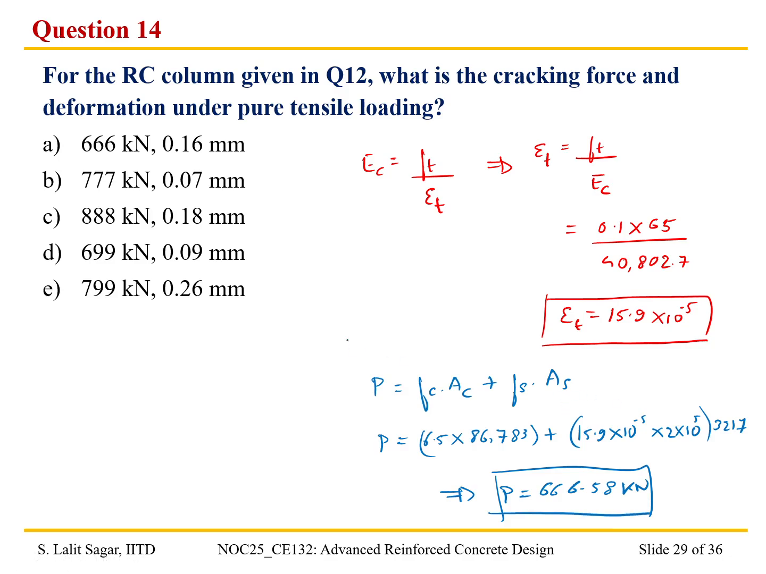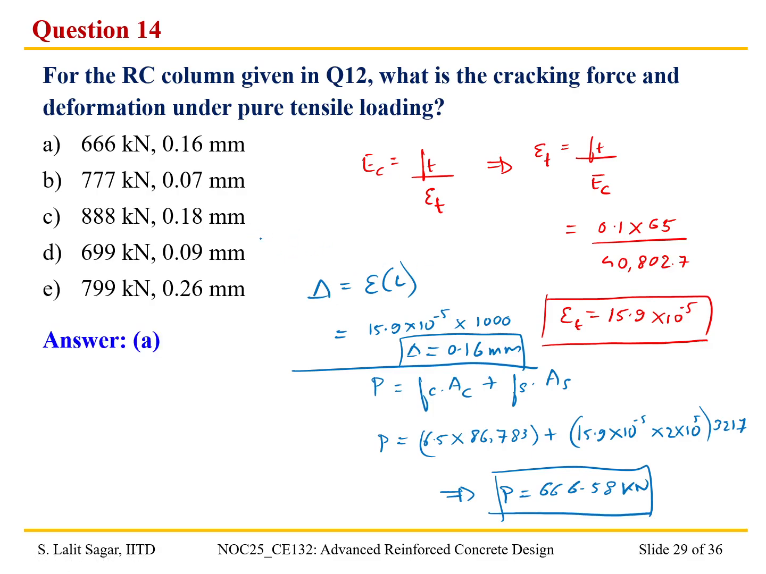66.58 kilonewton, and the corresponding deformation would be epsilon into L, right? That is 15.9 into 10 to the power minus 5 into 1000. That gives us a value of 0.16 mm, right? So we see that the correct answer would be option A. Okay, we'll move ahead.